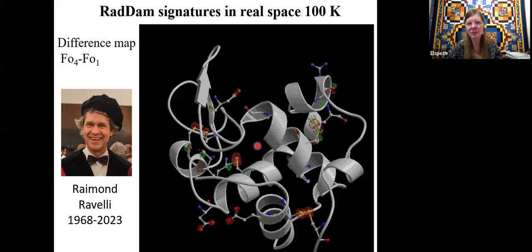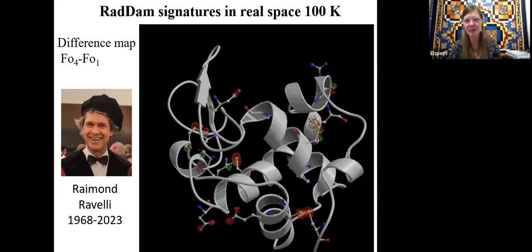And one of the pioneers of actually characterizing this is my dear colleague Raymond Ravelli, who sadly died last year of pancreatic cancer, and we all miss him terrifically. But this is a shout out for his very good work. This is one of his plots of lysozyme, which is a protein in tears. This is hen egg white lysozyme, and it's a difference map.